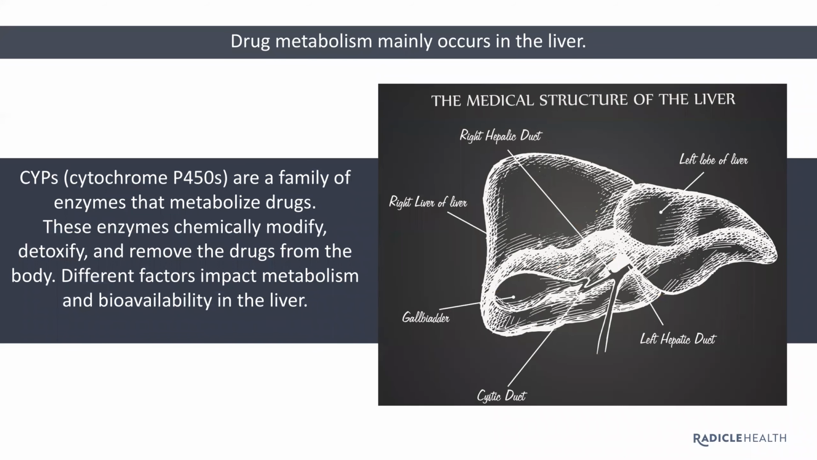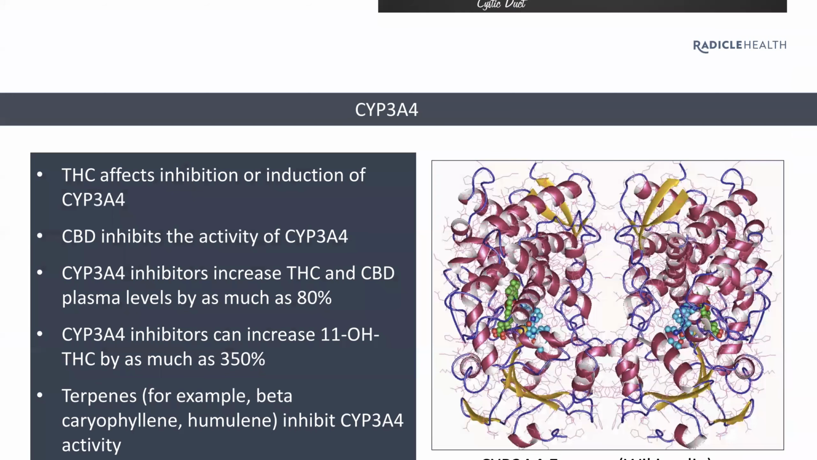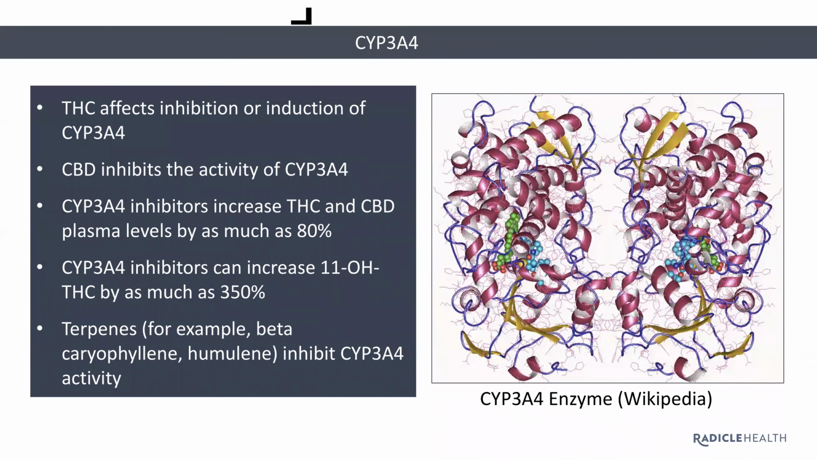What we don't really understand is what happens if we have a diseased liver and how that affects metabolism of cannabinoids. But these CYP450s are a family of enzymes that metabolize drugs. These enzymes chemically modify, detoxify, and remove the drugs from the body. And different factors impact metabolism and bioavailability of that in the liver. THC affects inhibition or induction of CYP3A4. CBD can inhibit the activity of CYP3A4.